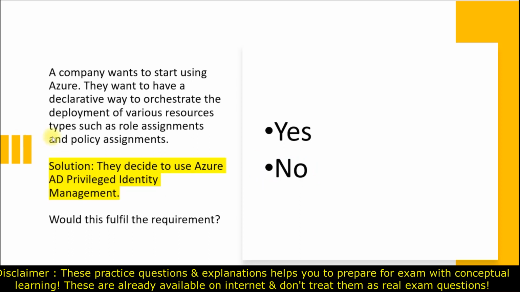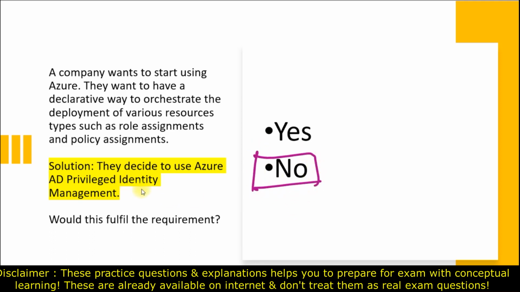This is the same scenario based question. Let's understand what they are asking. A company wants to start using Azure. They want to have a declarative way to orchestrate the deployment of various resource types such as role assignment and policy assignment. The solution they are giving is they decide to use Azure AD Privileged Identity Management. Would this fulfill the requirement? So again, we will go for no.